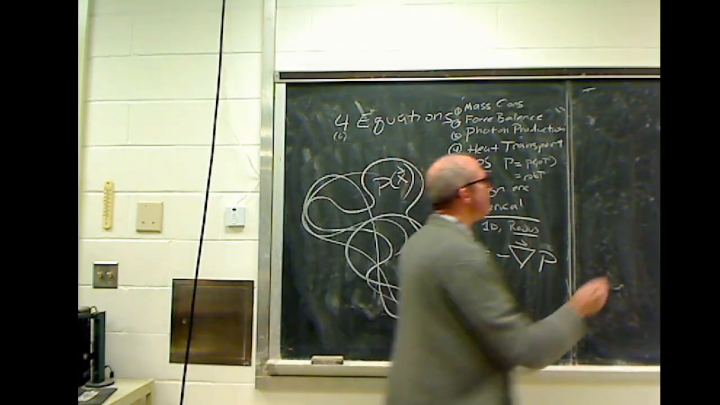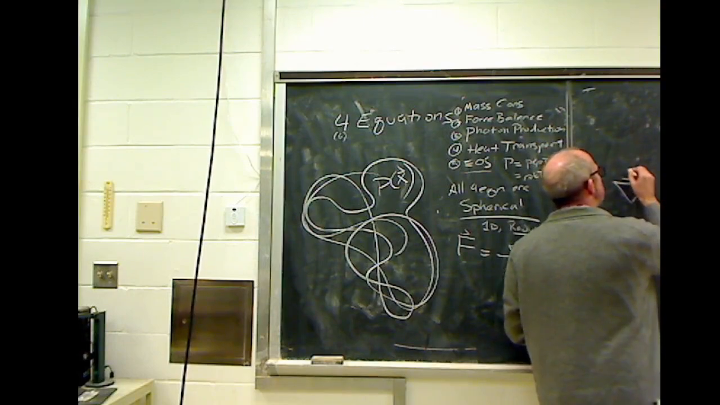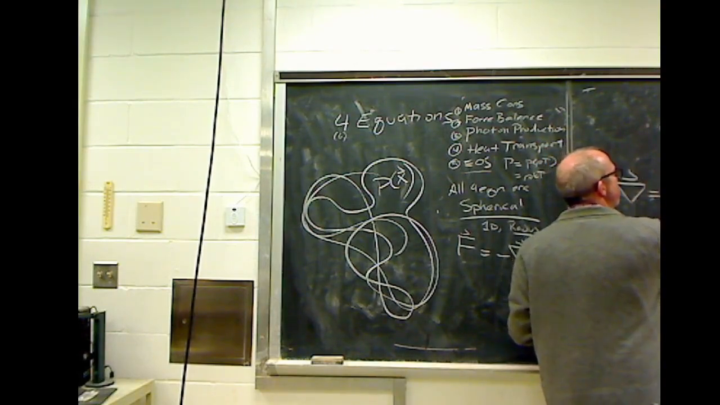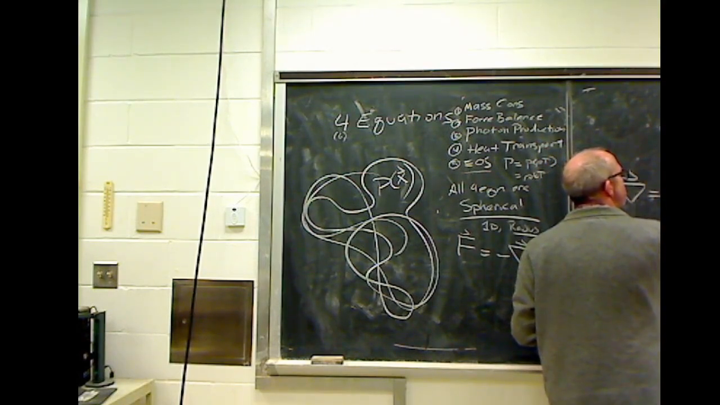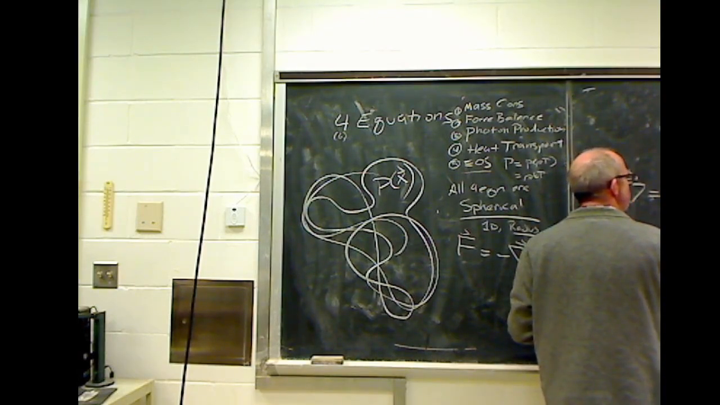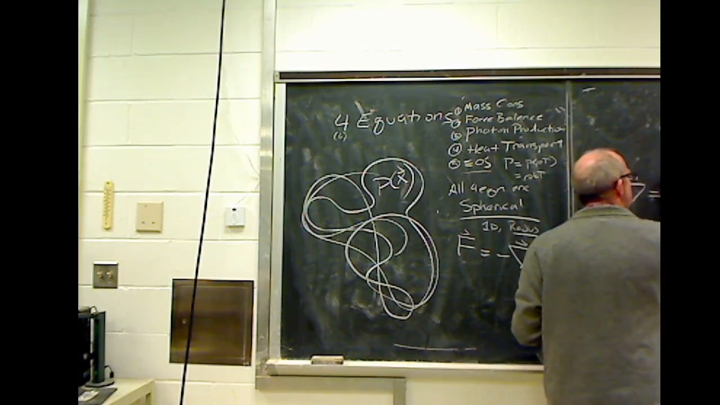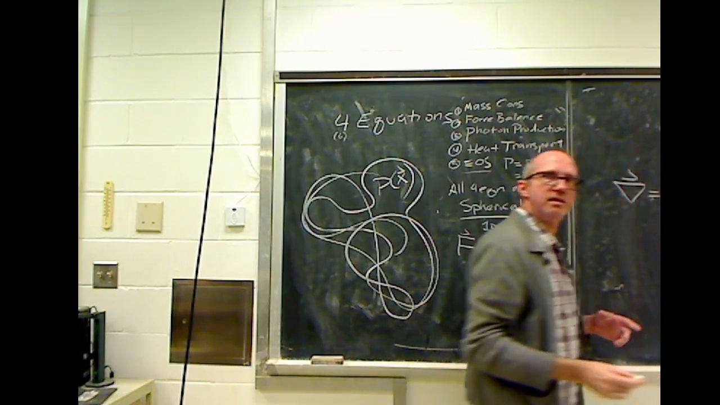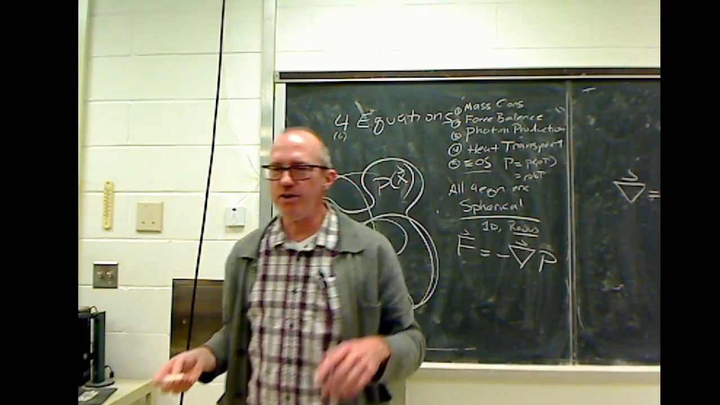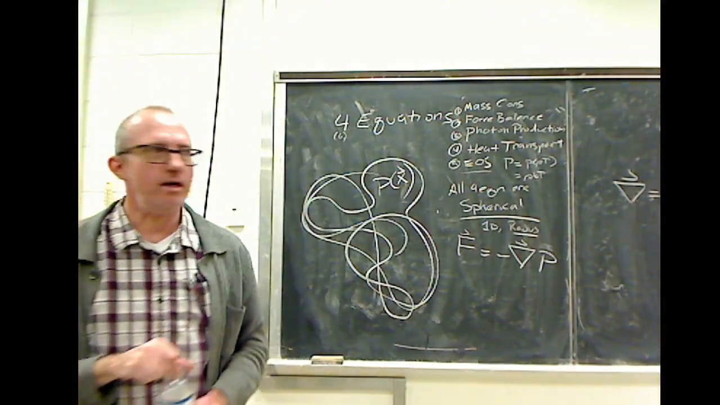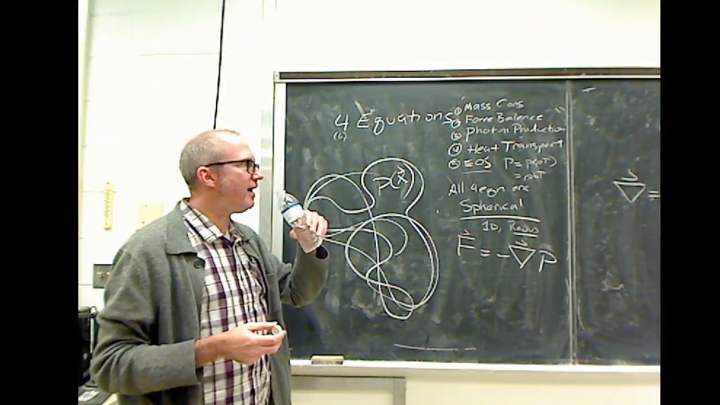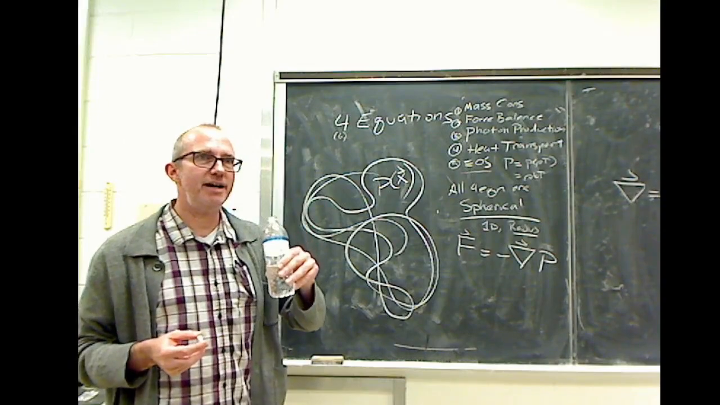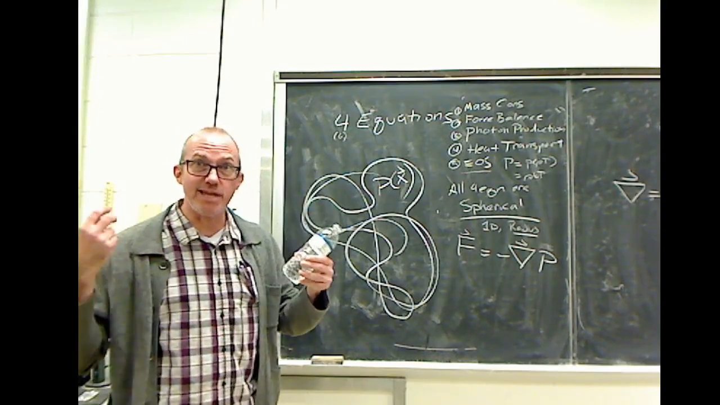So nabla is a vector, and it's d by dx, d by dy, d by dz. Oh, I didn't know it was called that. Not everybody calls it nabla. Upside down delta. Yeah. Del. Yeah. Its name is nabla.